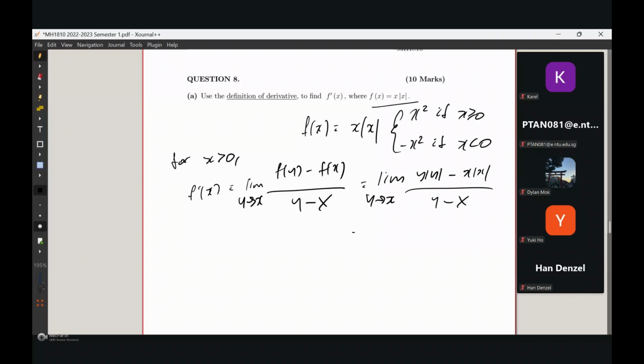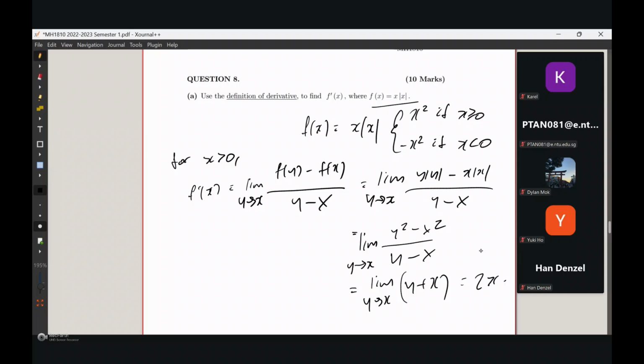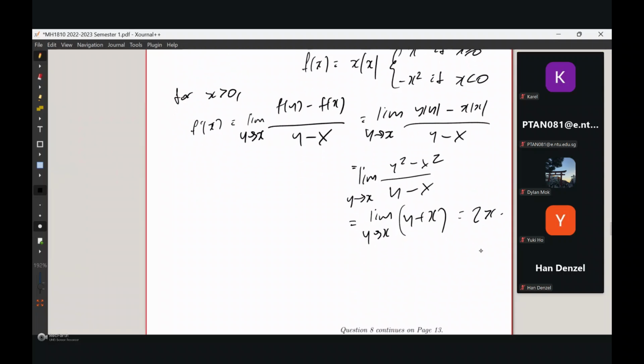Because x is more than 0 and y is also more than 0, here we have y squared minus x squared over y minus x, y approaching x. And here you can divide to get the limit of y approaching x to be y plus x, to get 2x, if x is more than 0.